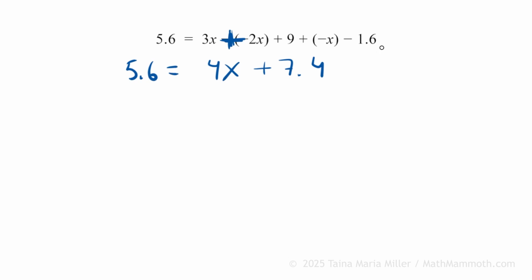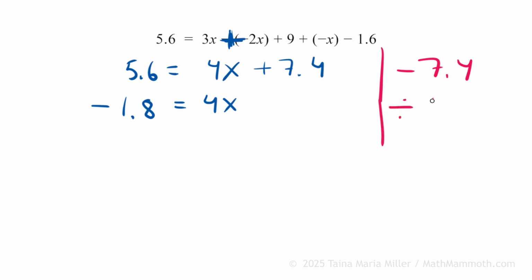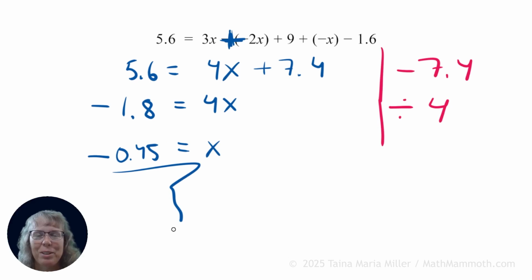Now what? I'll mark it here in the margin. We want to isolate x, or the term with x, so we subtract 7.4. We get negative 1.8 equals 4x. Next, divide by 4, so this still stays negative. If you divide by 2, you get 0.9, then take half of that, 0.45 equals x. All right, we're all done with this lesson.